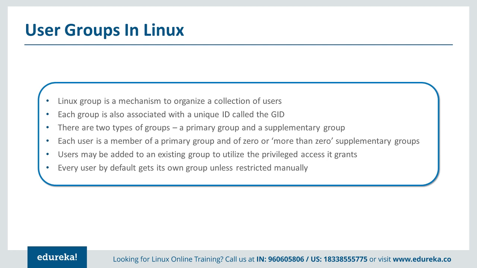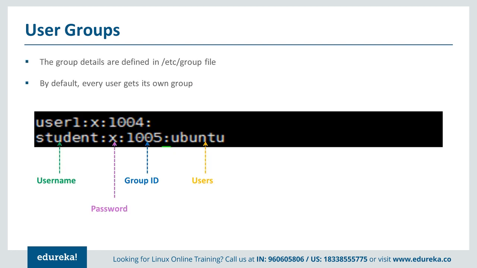For example, if I want to escalate the permissions for any user, what I will do is give the same user access to the root group ID. I can do usermod, and by the -G option, I can provide the group as root. Every user by default gets its own group unless restricted manually. So if I create any user Vikas, it will get a group name of Vikas only. The group details are defined in the /etc/group file. By default, every user gets its own group. So if I'm talking about student, it will be of student username only.